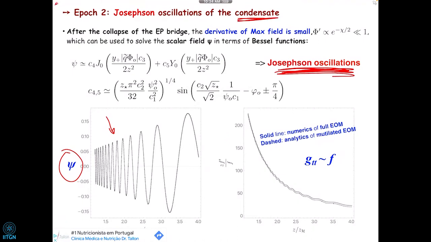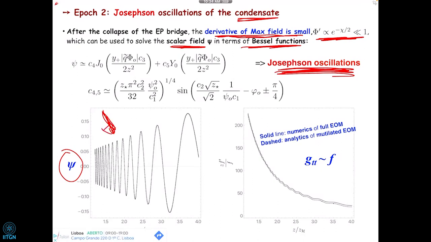So in this regime, what is special is that the derivative of the Maxwell field is very small. So we can do a further modulation in my equations of motion if I want to solve them analytically. And I find that in that case, the scalar field is described by Bessel functions. And Bessel functions, of course, they oscillate.